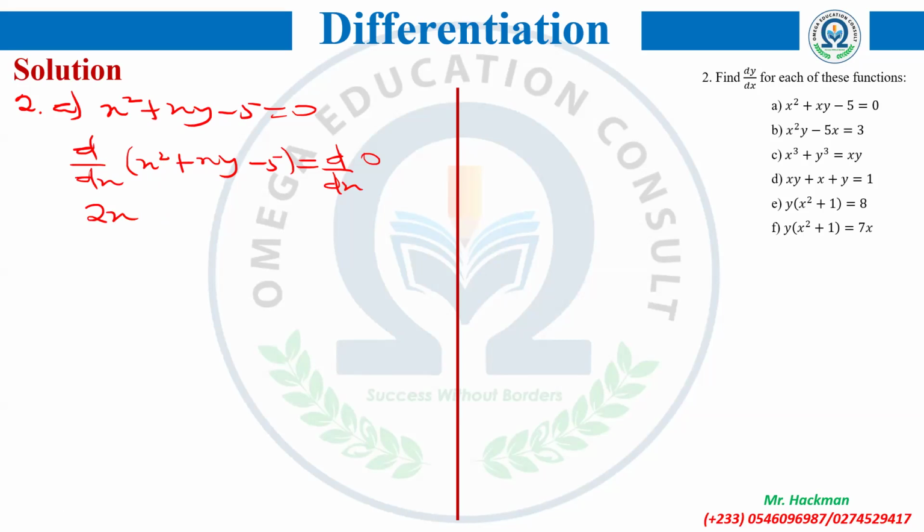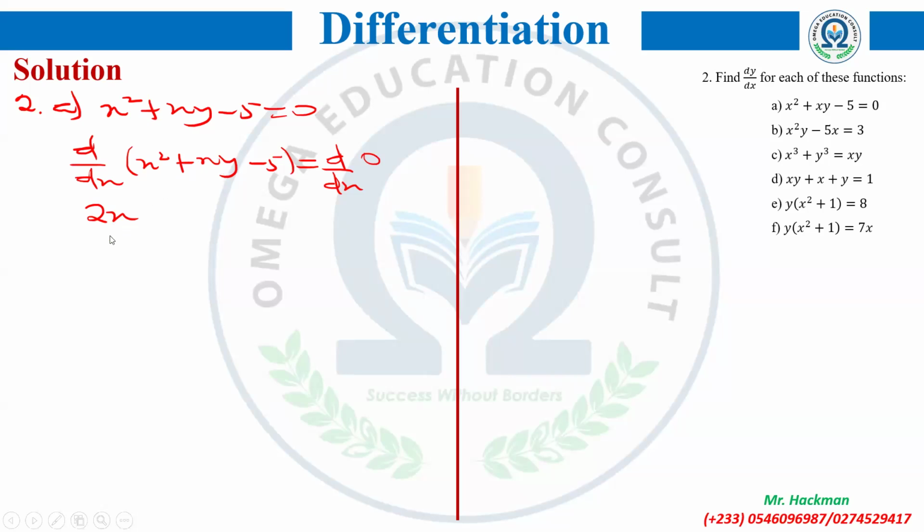Do you agree? The differential of x squared with respect to x will give us what? 2x. Yes. Are you with me? Now you can see that you also have to differentiate this function.